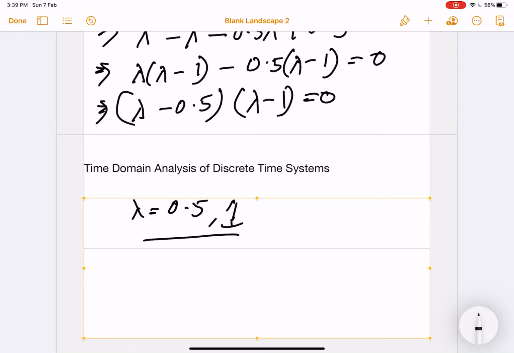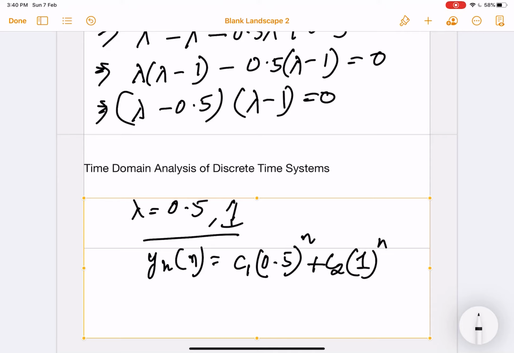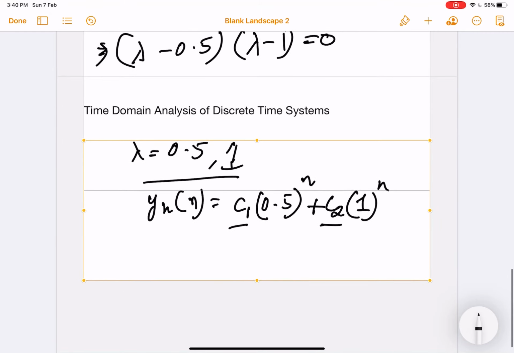So what will be our homogeneous solution? This is something which we have also studied in maths, so you should be clear about this. It is C1 into 0.5 to the power n plus C2 into 1 to the power n. Now how are we going to find out C1 and C2? We are going to find it out by using our initial conditions.